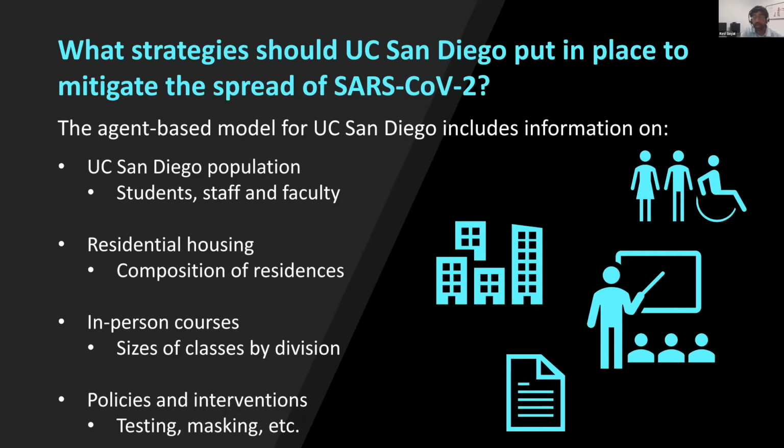UC San Diego evaluated different options using an agent-based model. The model includes specific information about our campus, such as the composition of our community, in particular the number of students stratified by upper and lower undergrads and graduates, as well as the number of staff and faculty. The model incorporates information on our residential housing, including the number of buildings, the number of rooms in each of the buildings, as well as the occupancy of the rooms.